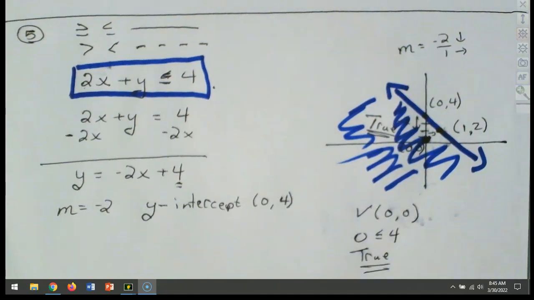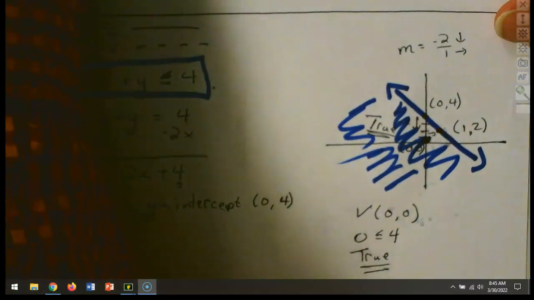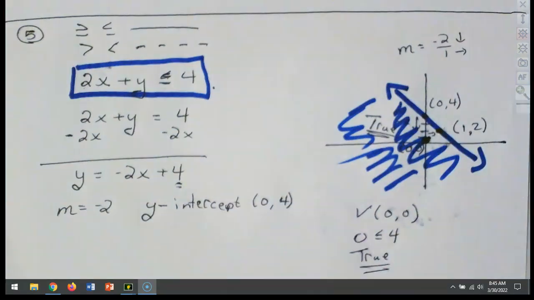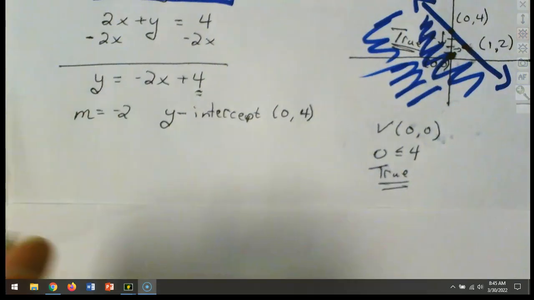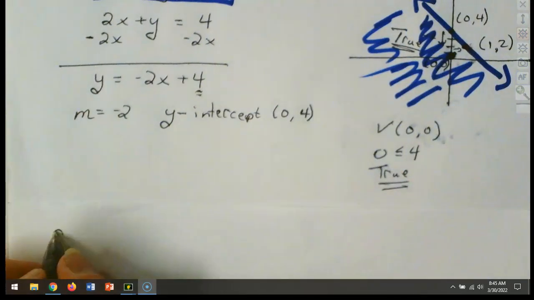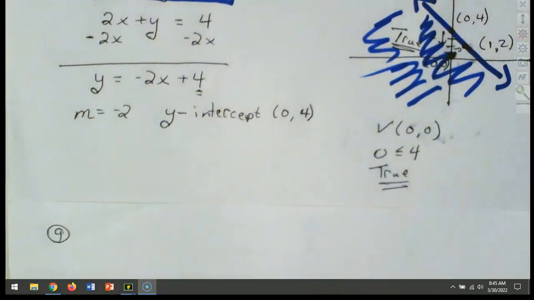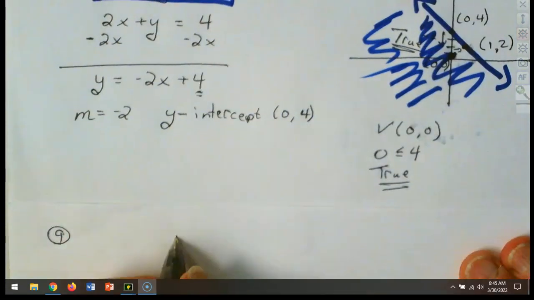I'm not expecting perfect graphs. Graphs are just sketches. If we wanted an exact graph, we would use a computer to get a much better picture. But this is just a hand-drawn sketch. 9 is very similar to 5. Well, sorry, to 3, because in question 3, we already had the line.